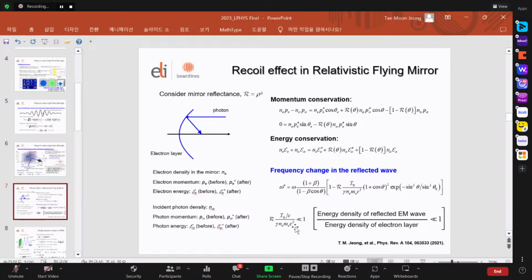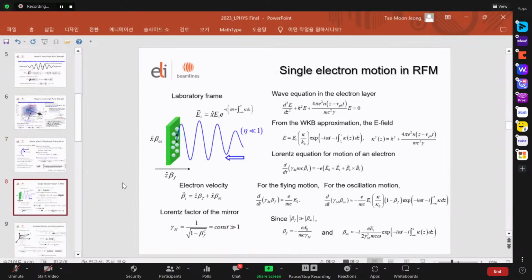So if this is very low compared to 1, then we can ignore the recoil effect, which means we have to use a very small laser power, or very small laser intensity, or field strength on the plasma mirror. And also, as you can see here, the reflectance is pretty important. In that sense, the reflectance plays a really important role in the relativistic flying mirror. We can consider the reflectance by considering the single electron motion in the relativistic flying mirror.